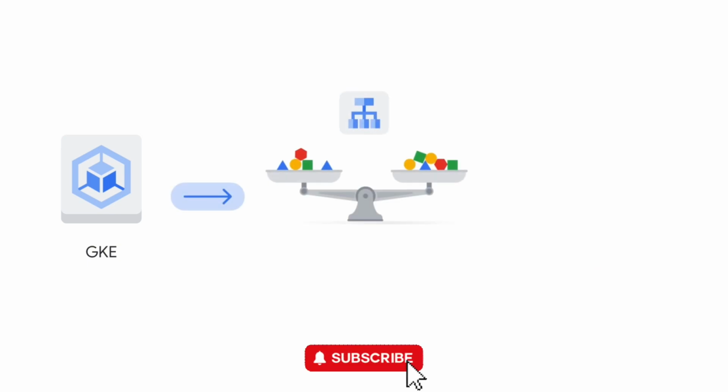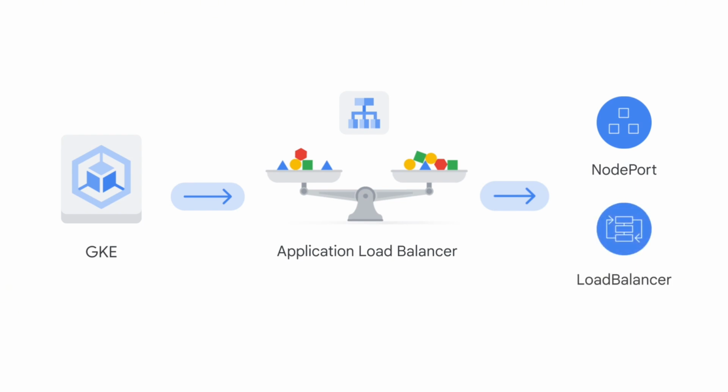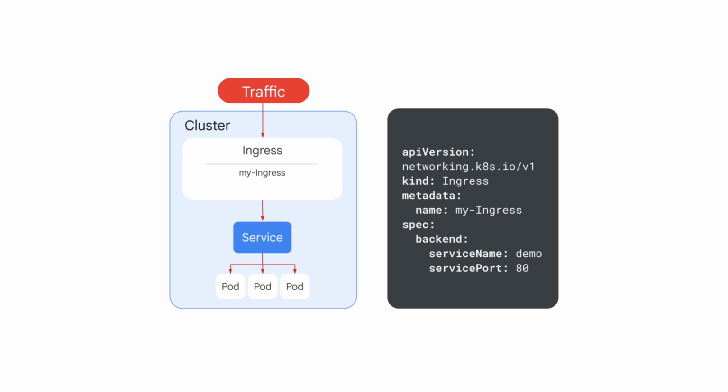With GKE, Kubernetes ingress resources are implemented using cloud load balancing. When an ingress resource is created in the cluster, GKE creates an application load balancer and configures it to route traffic to the application. Ingress can deliver traffic to either node port services or load balancer services. Within a simple ingress resource, the ingress controller creates an application load balancer using the ingress object specification. In the object, a backend service can be selected by specifying the service name, demo, and the service port, 80. This configuration tells the application load balancer to route all client traffic to the service named demo on port 80.